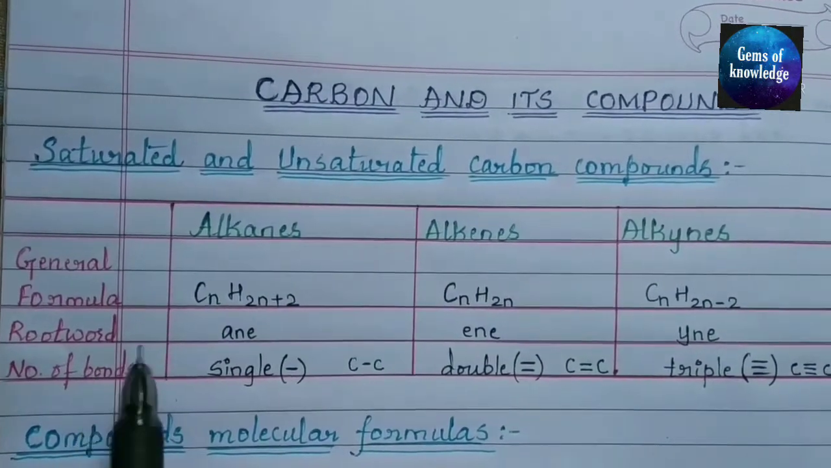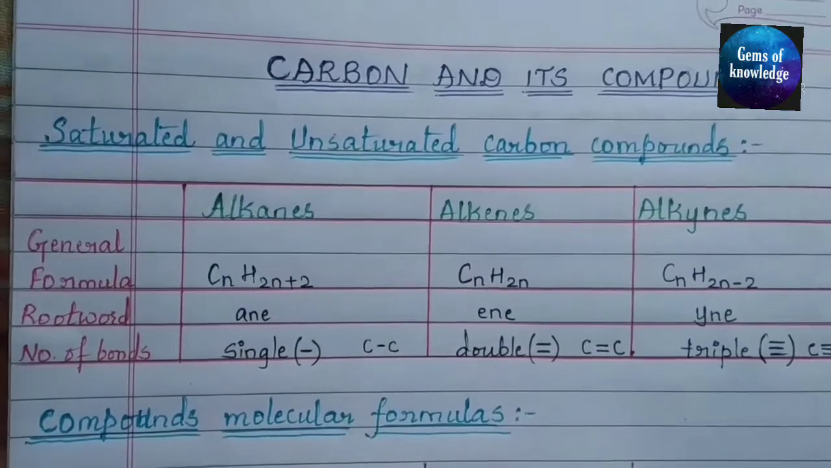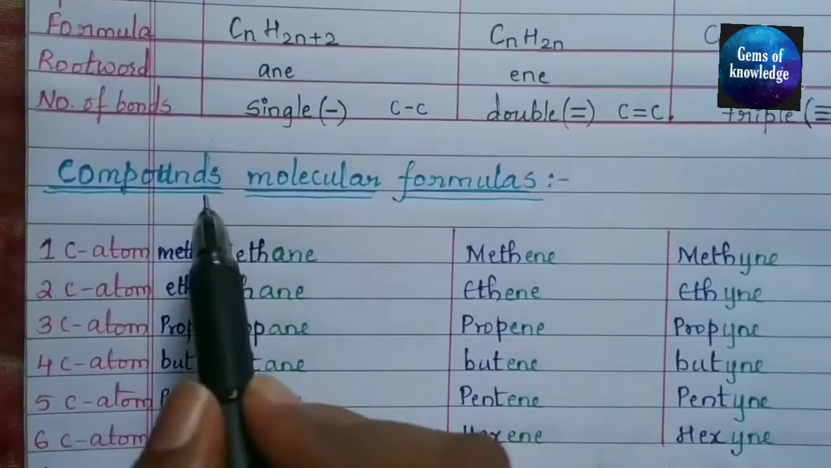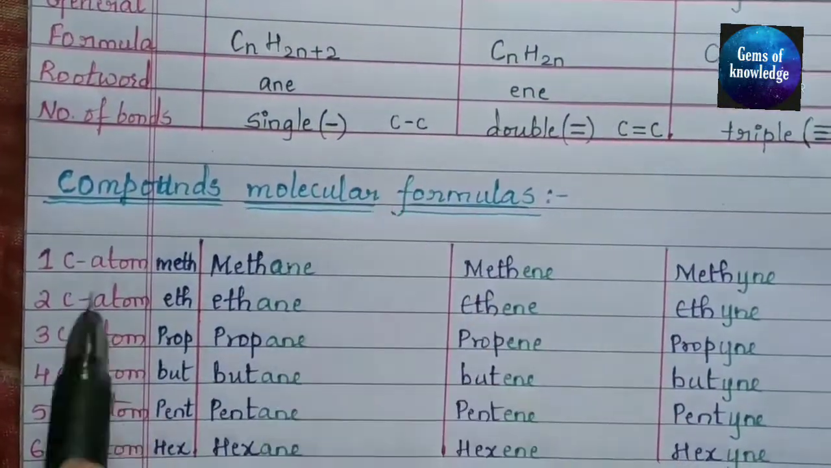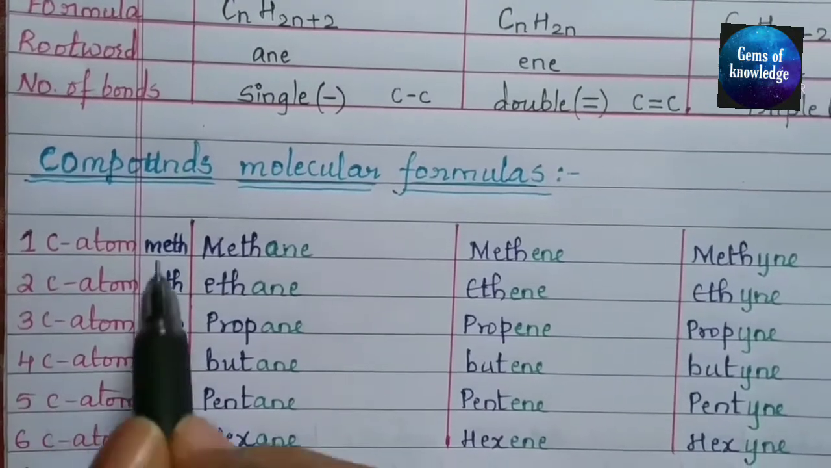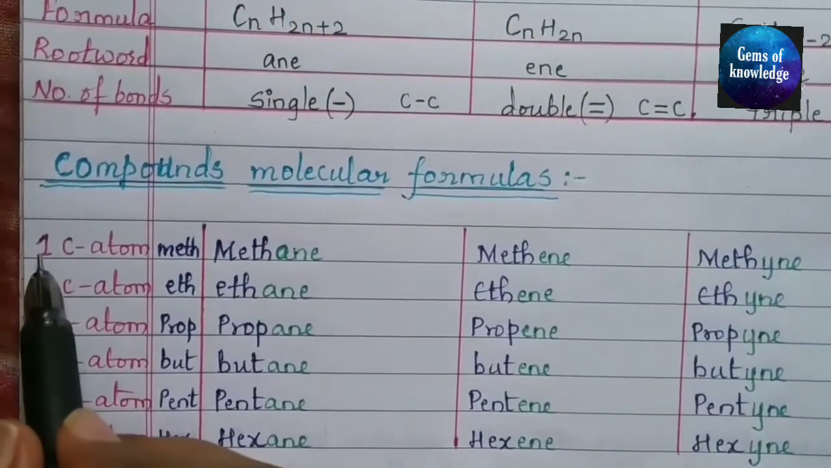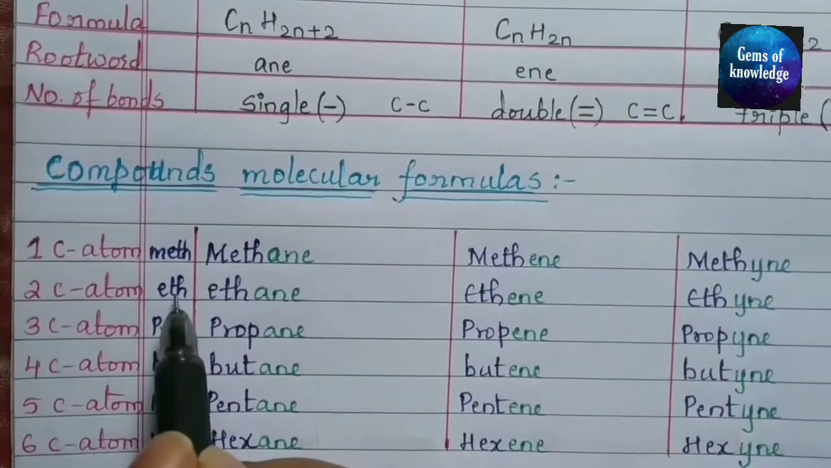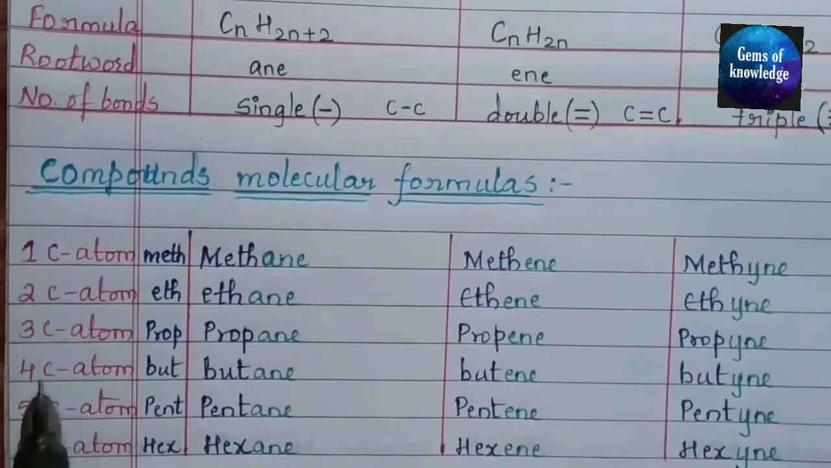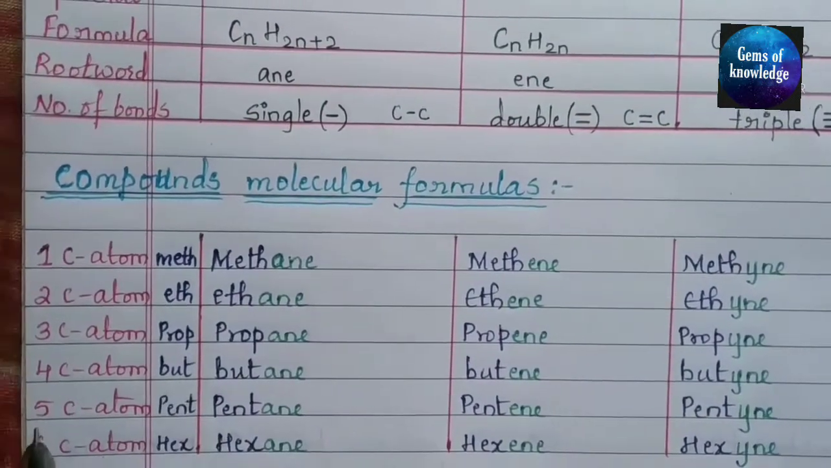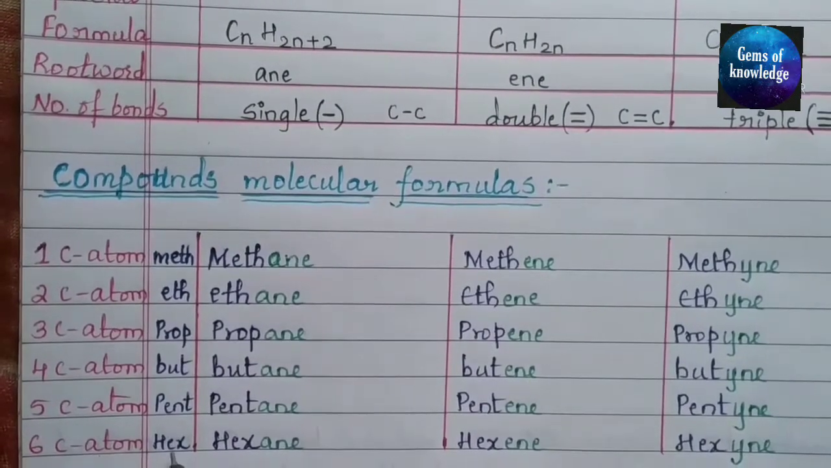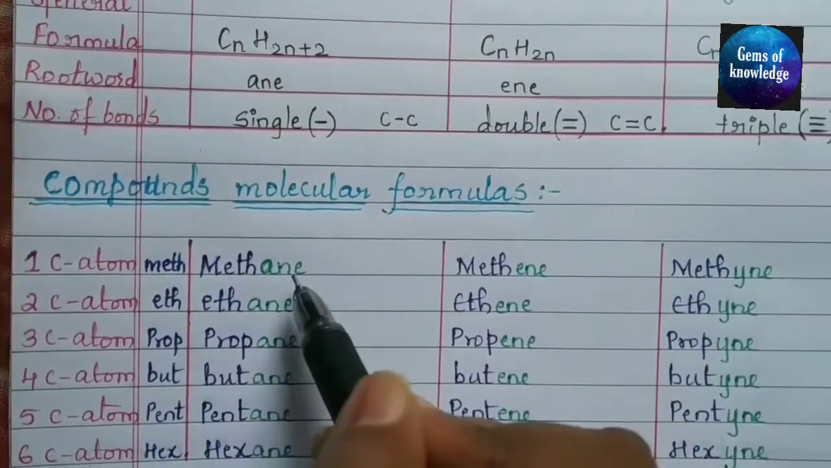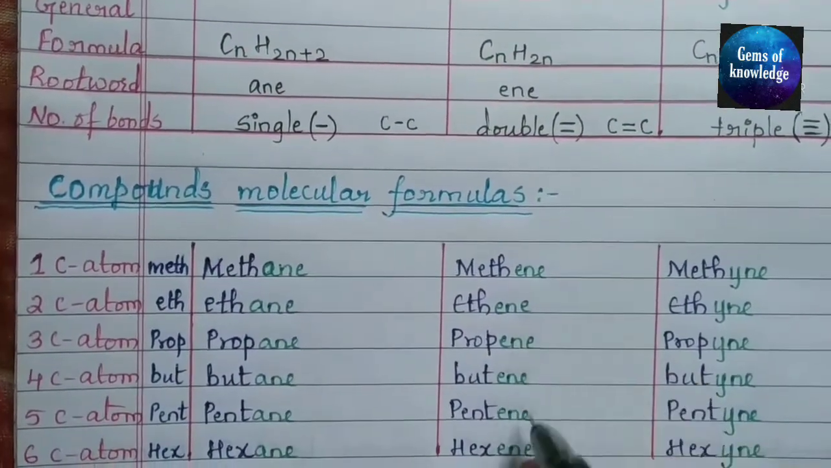Okay, so this was the basic thing you need to know before writing the molecular formula as well as the structural formula. Now let us see the molecular formula of all the compounds. Here are a few things you have to remember. If there is one carbon atom it is called meth. If there are two carbon atoms it is eth. Similarly for 3 it is prop, for 4 it is but, for 5 it is pent and for 6 it is hex. Using these root words you just have to add your suffix.